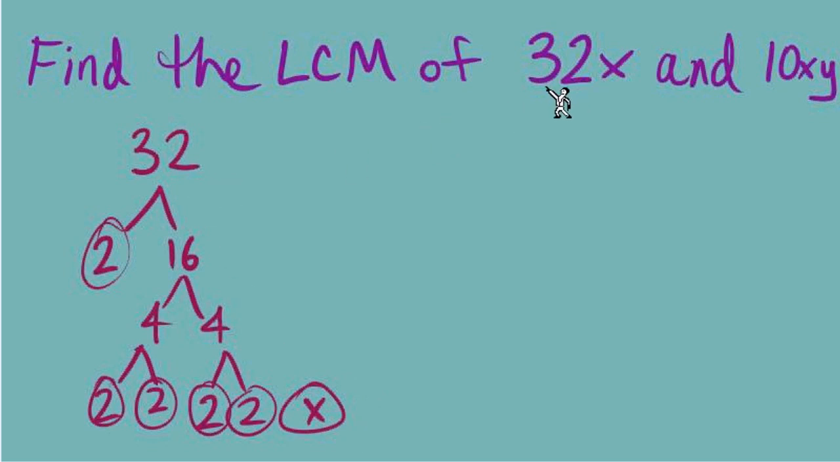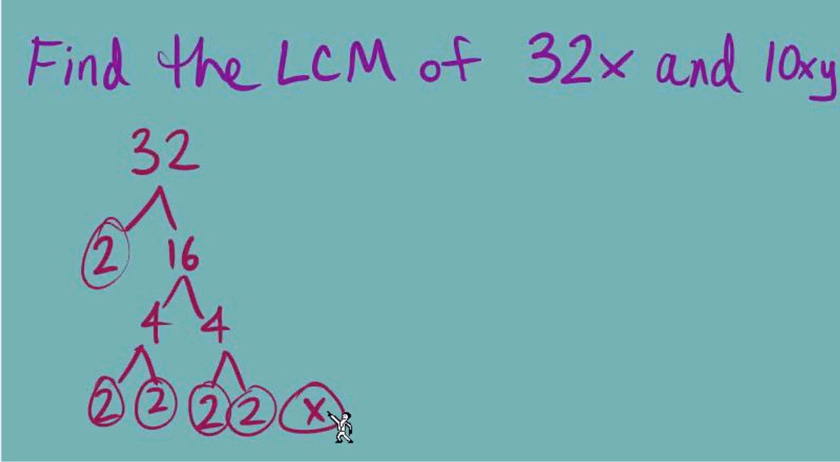So I'm going back and noticing I'm really working with a 32x. Now the x, we have to think of it like it's another prime factor. X stands for some number. We don't know what it is. It could actually be a prime number like 3. It could be a composite number like 6. It could be some rational number like 1/2 or a decimal like 1.3. We have no idea what it is, so we have to just work it like it is another prime factor.